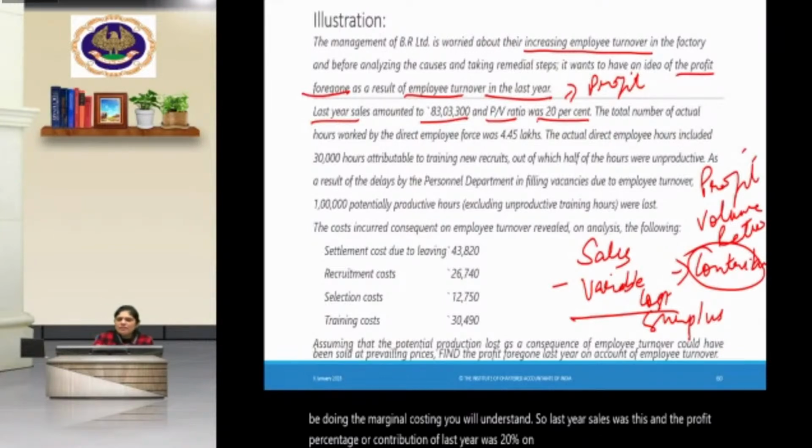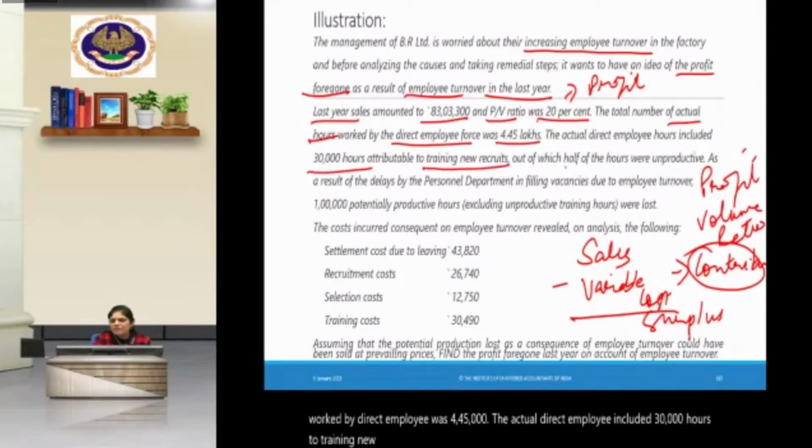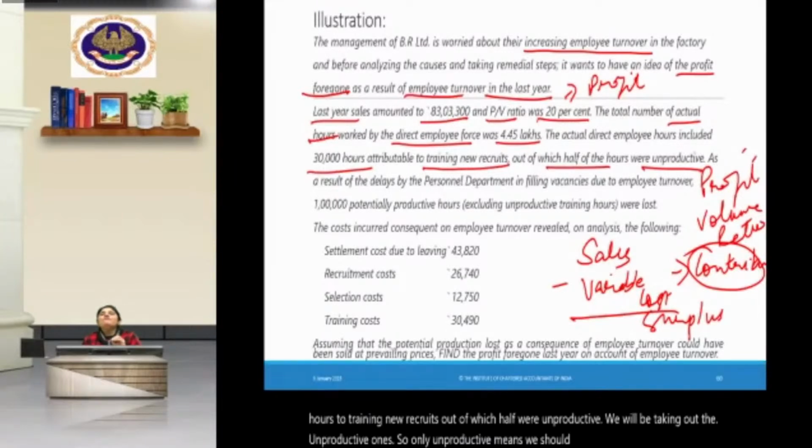The total number of actual hours worked by direct employees was 4,45,000. The actual direct employee hours included 30,000 hours for training new recruits, out of which half were unproductive. We'll be taking out the unproductive ones. We should take only the effective productive hours, excluding unproductive.